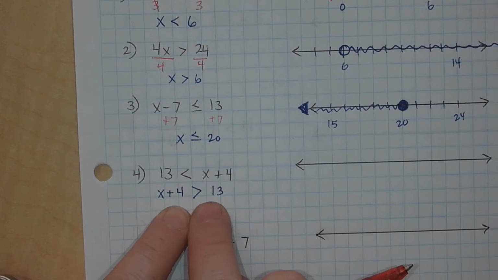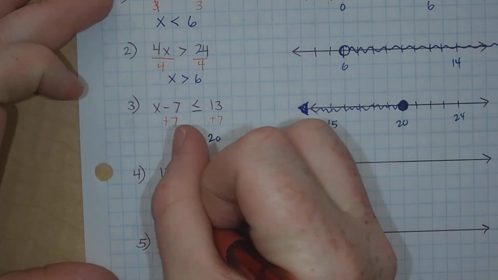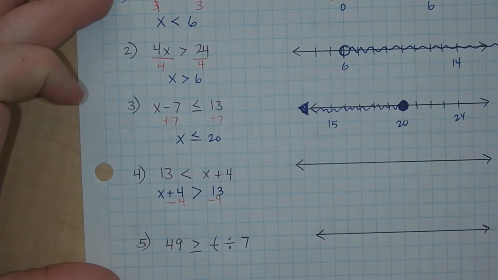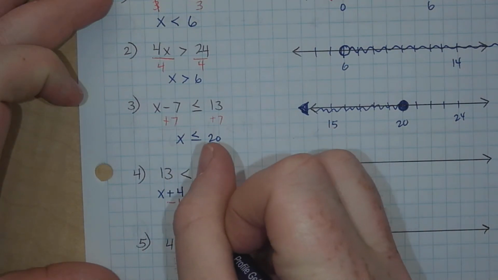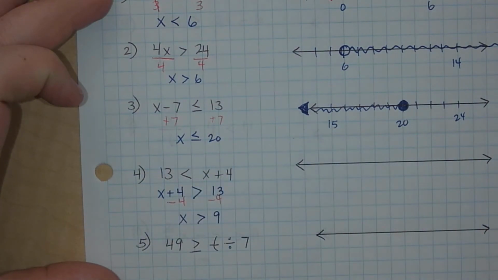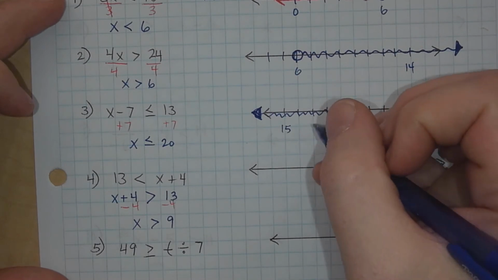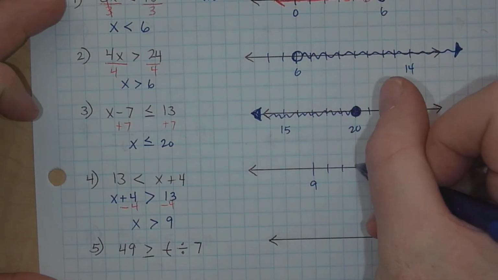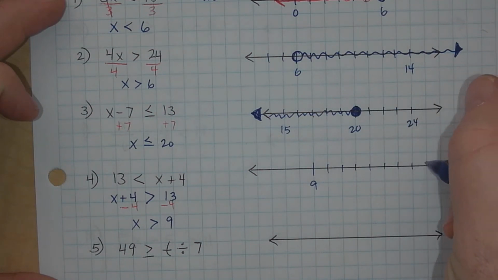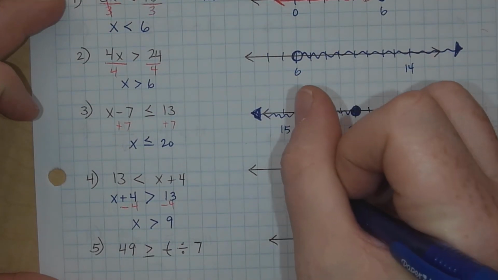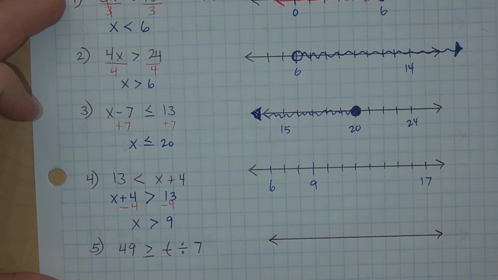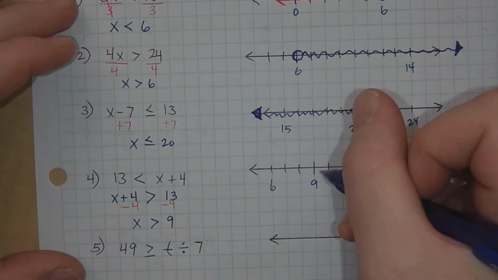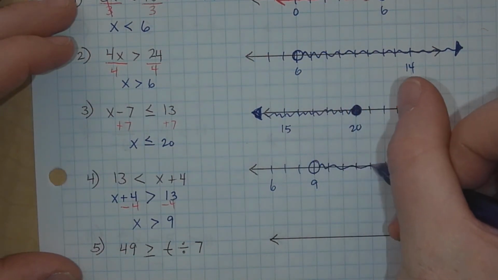All right, so the opposite of adding 4 is subtracting 4. That's the inverse operation. So we're going to subtract 4 from both sides. X is greater than 9. So when we graph it, we can put 9 in the middle. I'm putting 9 here. 10, 11, 12, 13, 14, 15, 16, 17, 8, 7, 6. That's good. We're going to do an open circle on 9, and then we're going to go to the right.